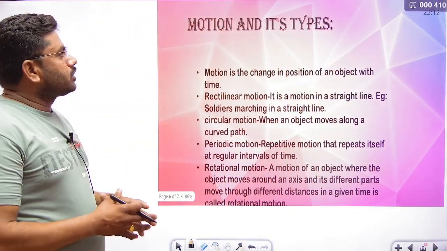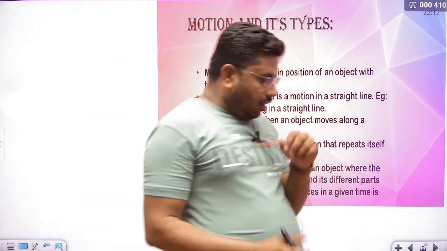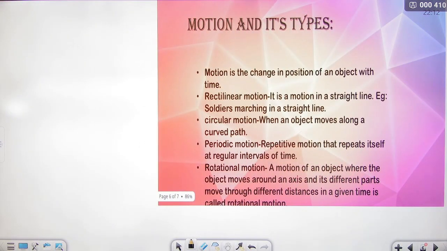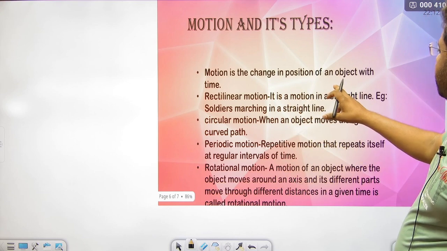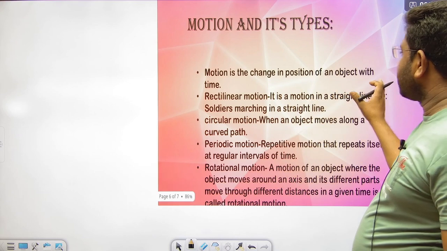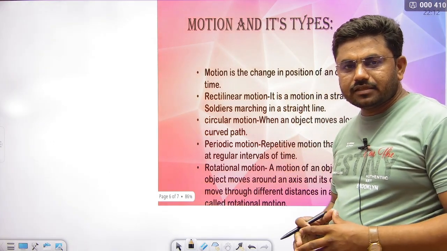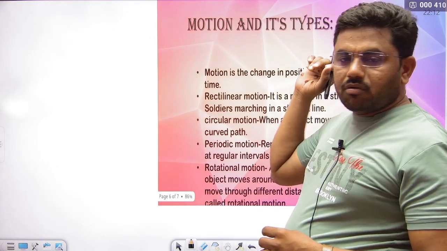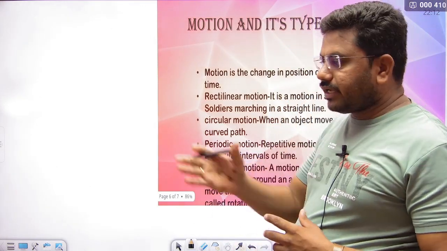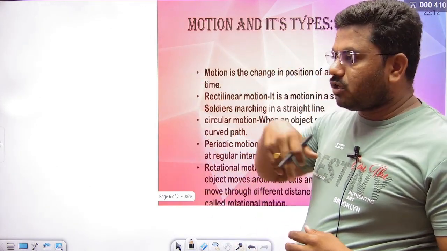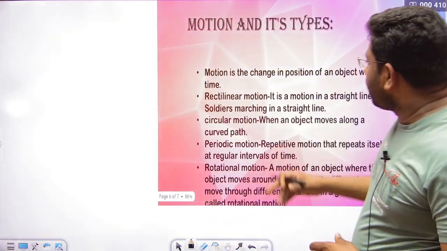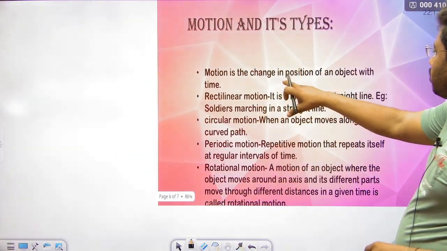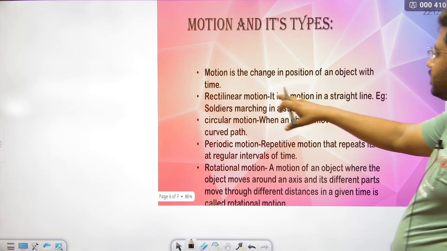Now see motion and its types. Motion is the change in position of an object with time. As I said, if you throw a ball, it will get motion. Suppose the ball is going in a straight line, we will call that rectilinear motion.